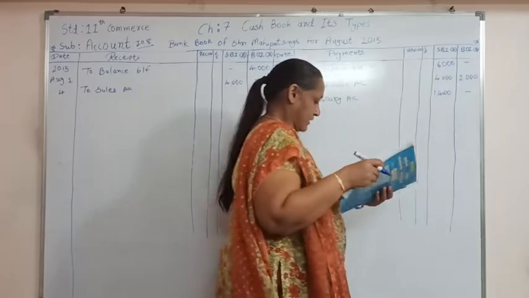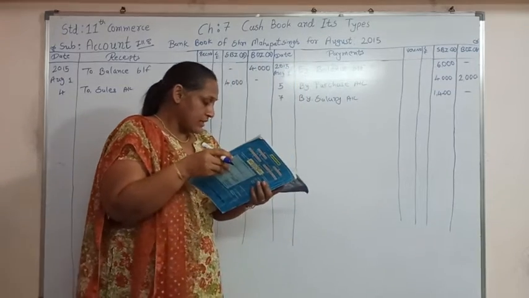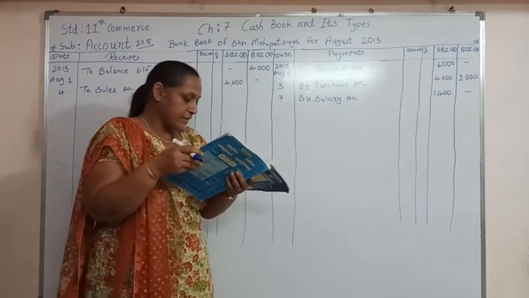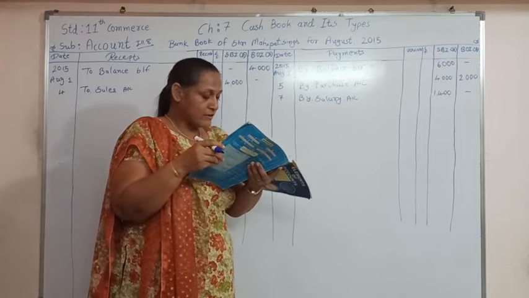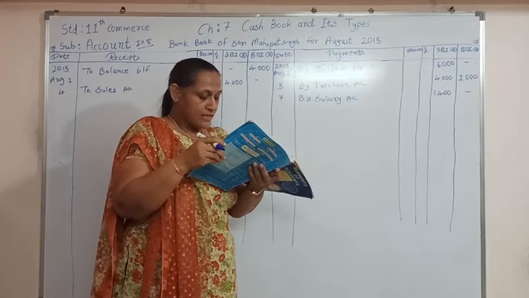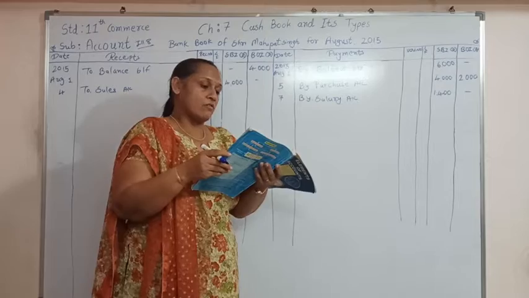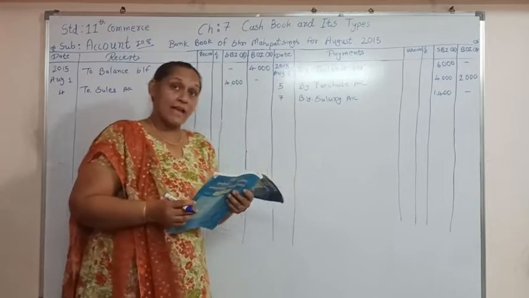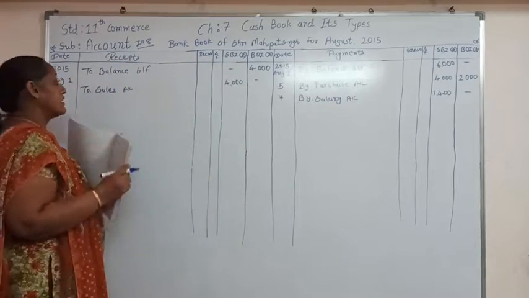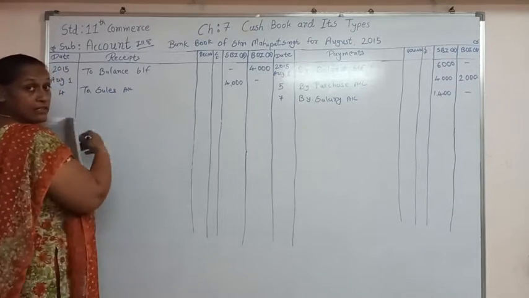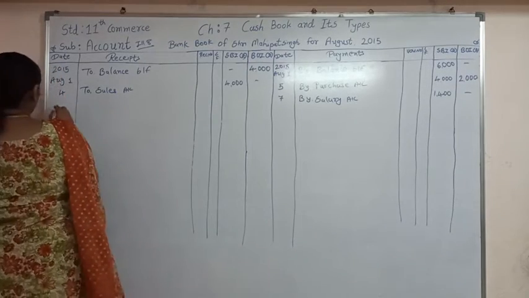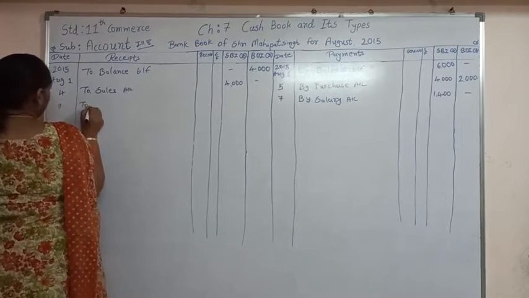Okay, now next. On date number 11, interest rupees 500 and dividend rupees 2,500 collected by SBI and credited in our account. So here we have received bank interest as well as dividend. That is our income and it is going to be debited. On 11, to bank interest.